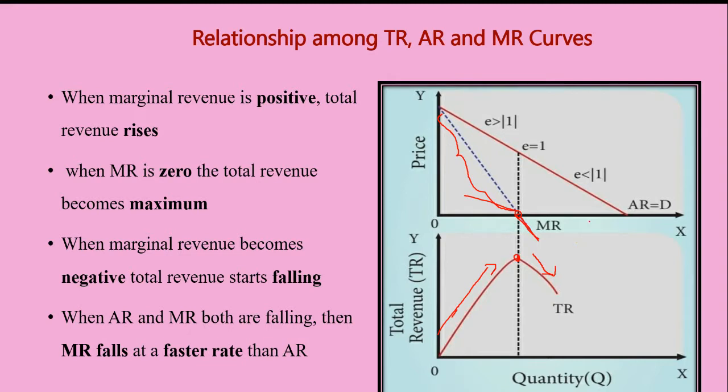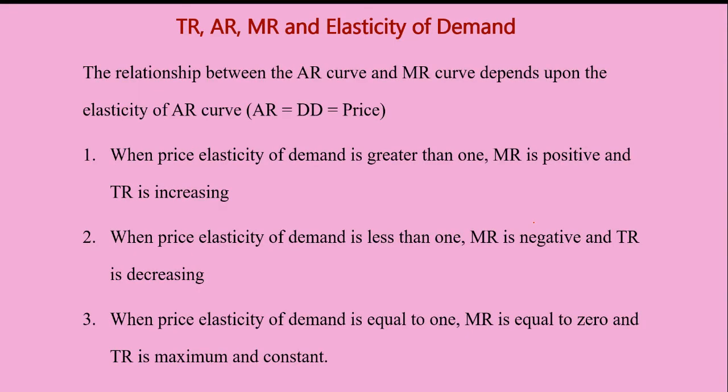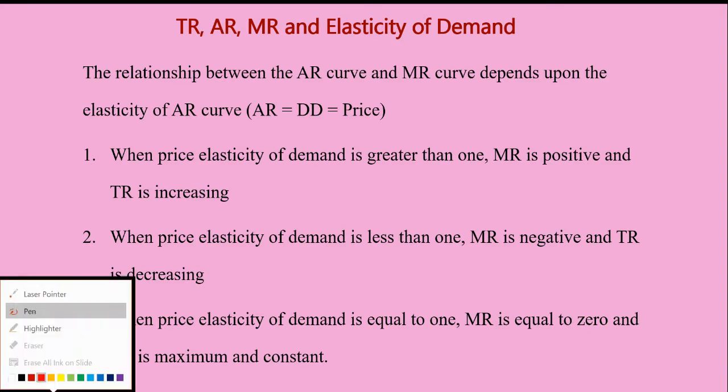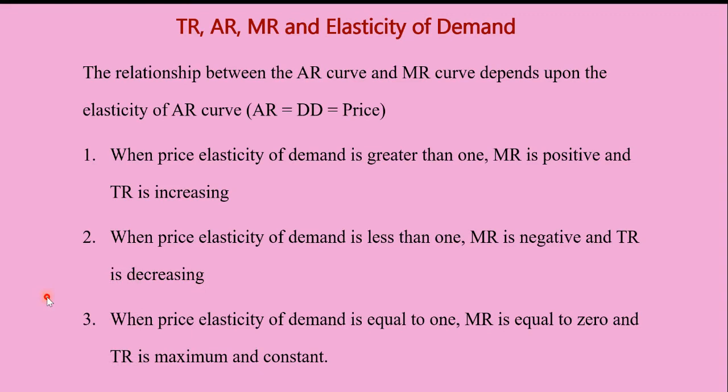Last one, both AR and MR are falling, but MR falls at a faster rate than AR. The fall in MR is greater than AR. That's why the MR curve lies beneath the AR curve. Now, what is the relationship between the elasticity of demand and AR and MR? Elasticity of demand, AR and MR. The relationship between the AR curve and the MR curve depends upon the elasticity of the AR curve.